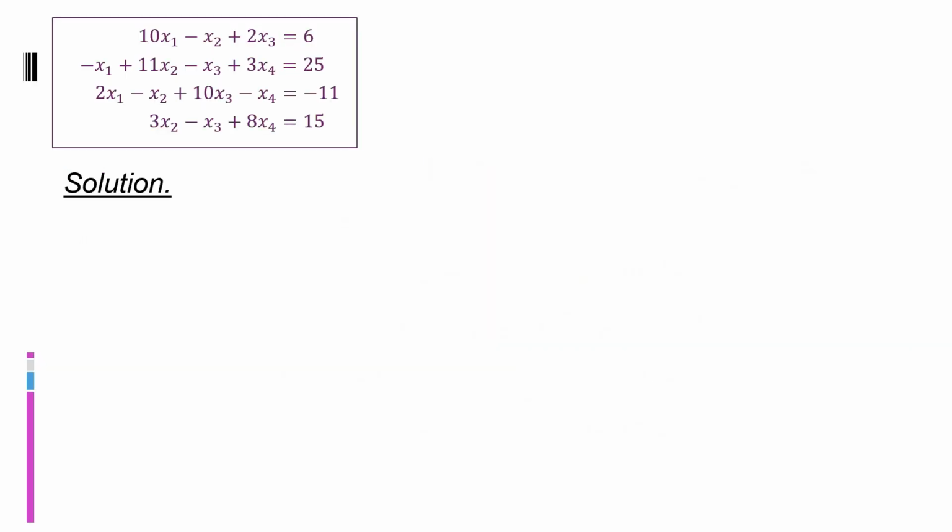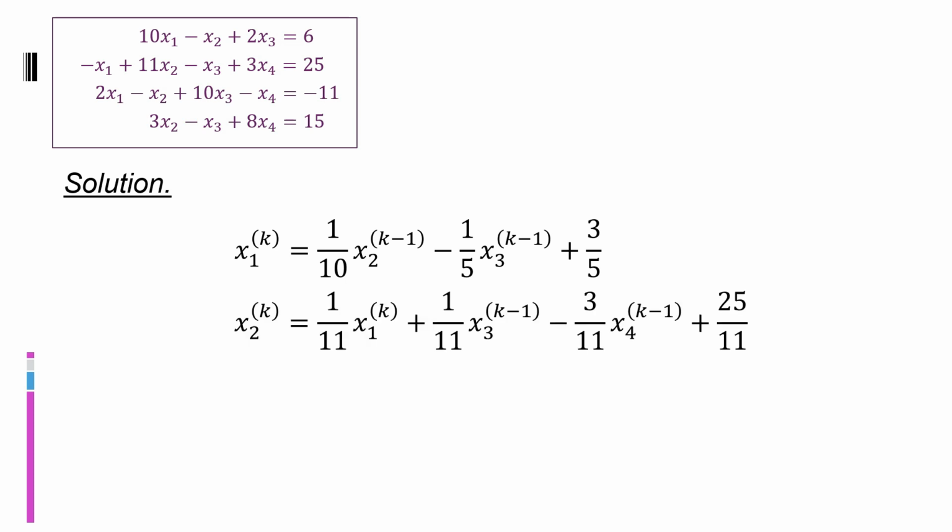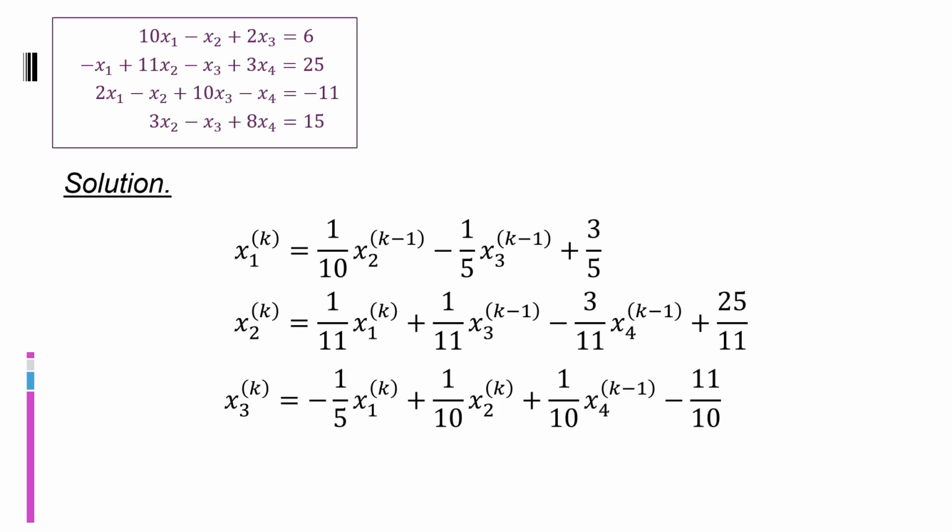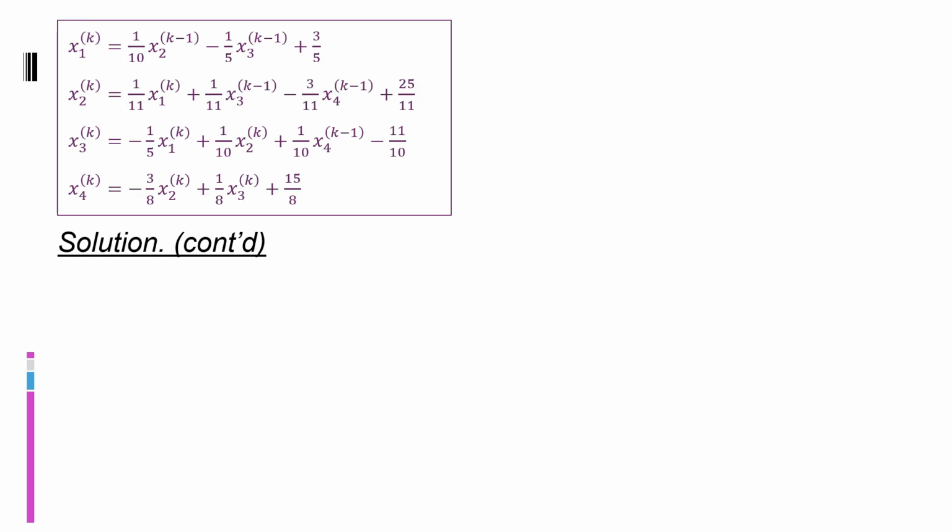So we will use the first equation to find x sub 1 at ito yung kanyang value. The second equation to find x sub 2 and this is the value. The third equation to find x sub 3 and this is the value. And the last equation to find x sub 4 with this value. Let's start with the initial solution as 0, 0, 0, 0.